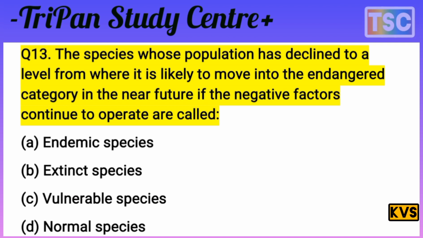Endemic species, nothing here. Secondary species and normal species, nothing. The answer is C, vulnerable species. The option C is the correct answer for this question here. The option C, vulnerable species, is the correct answer here.